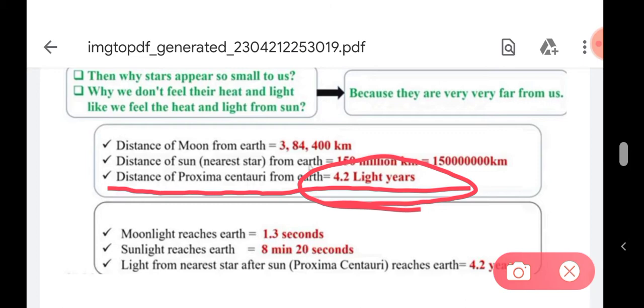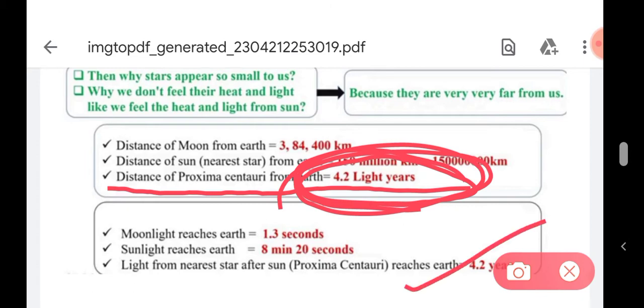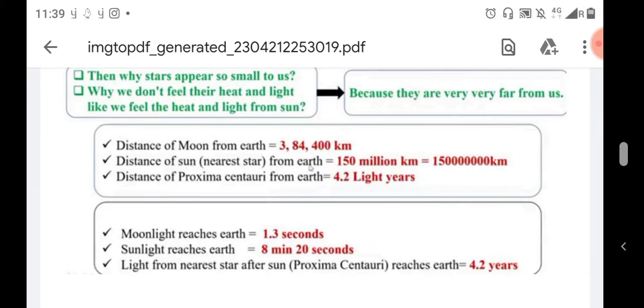Okay, this is the distance of this: 4.2 light years. That's why its light reaches the Earth. Light from the nearest star after the Sun, Proxima Centauri, reaches Earth in 4.2 years. तो इसकी लाइट को हमारी अर्थ तक पहुंचने में 4.2 years लगते हैं.